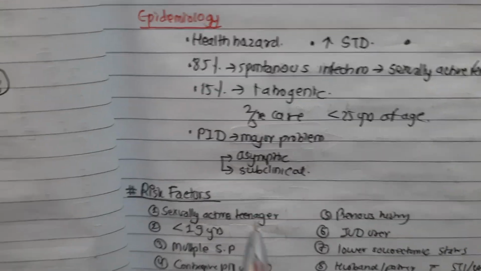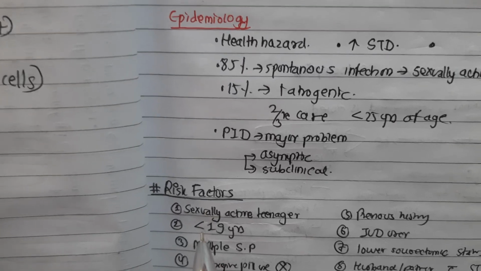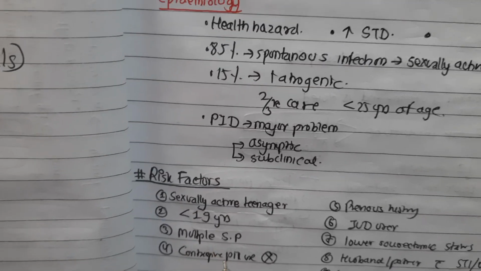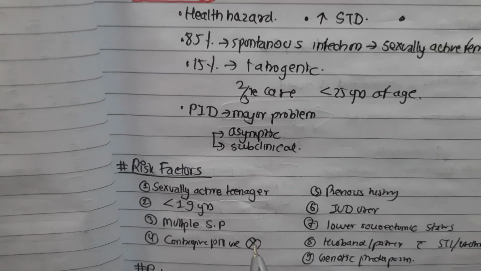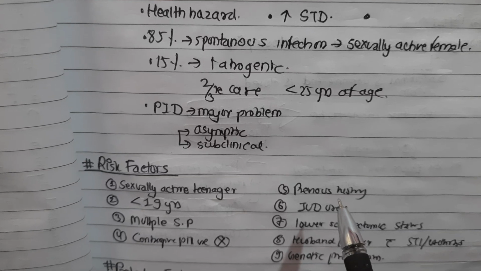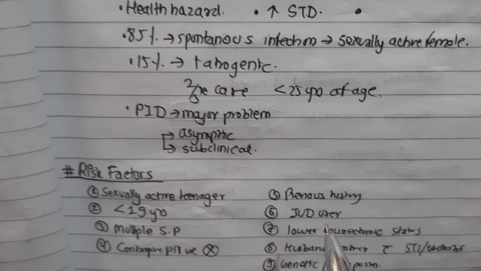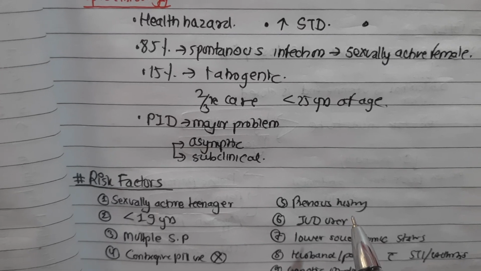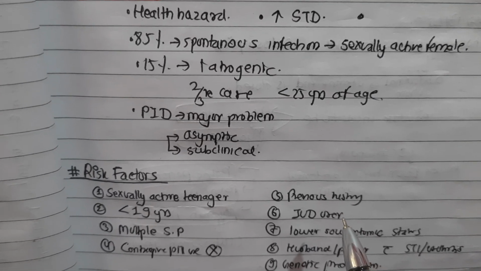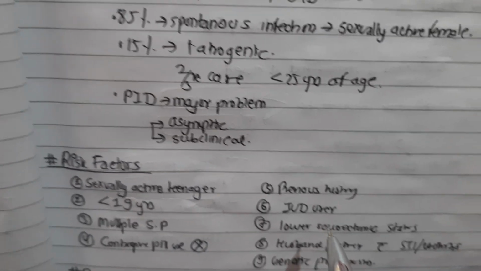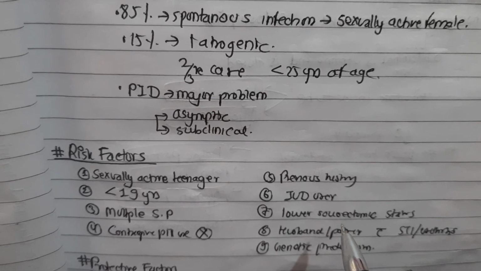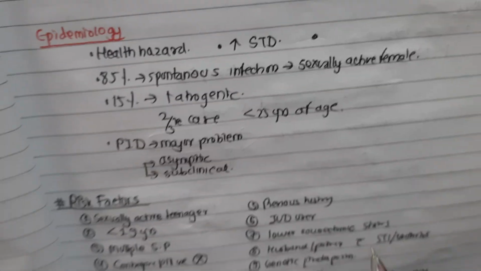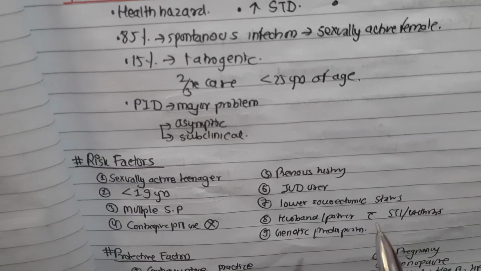Talking about risk factors, PID is more common in sexually active teenagers, younger women, and women with multiple sexual partners. Absence of contraceptive pill use is a risk factor for PID. A previous history of acute PID is a risk factor, and the IUD user is an important risk factor. But it should be noted that hormone-containing IUDs like the LNG-IUS are not a risk factor for PID. Lower socioeconomic status is also a risk factor. If the husband or sexual partner has an STI or urethritis, that is a risk factor for the woman, and genetic predisposition is another factor.